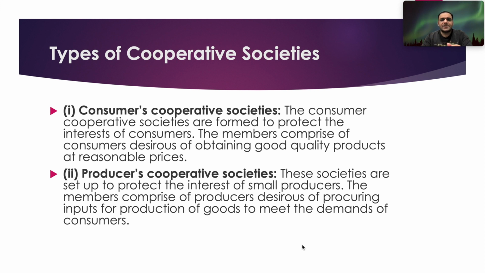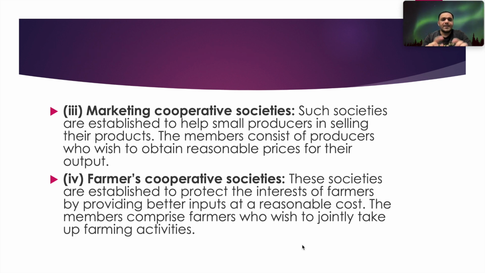Producer cooperative society: these societies are set up to protect the interest of small producers. The members comprise producers desirous of producing inputs for production of goods to meet the demand of the consumer. Number three is marketing cooperative societies. Such societies are established to help small producers in selling their products. The members consist of producers who wish to obtain a reasonable price for their output.